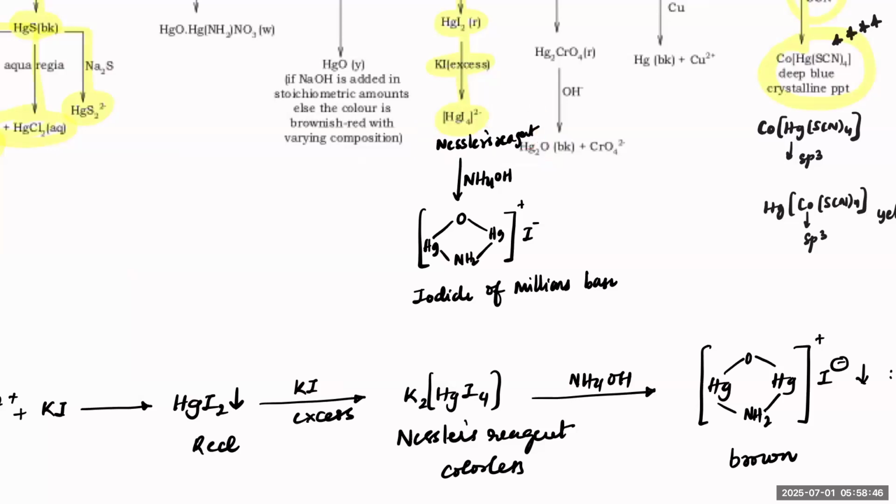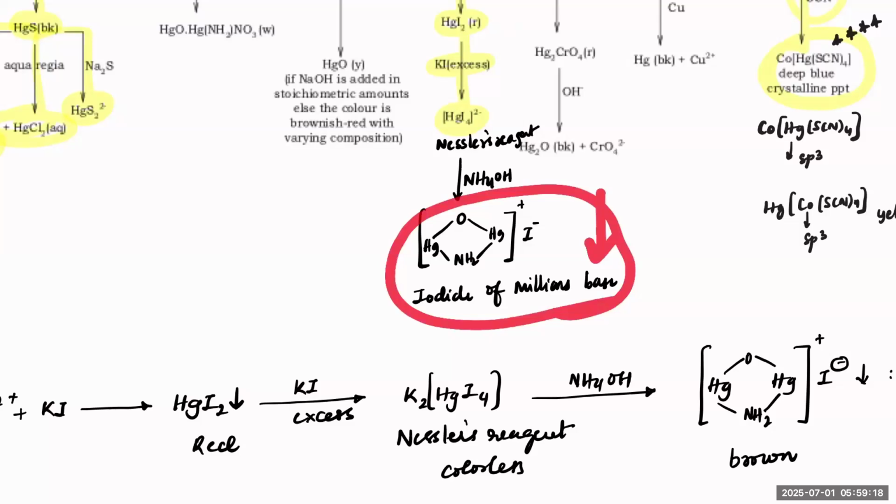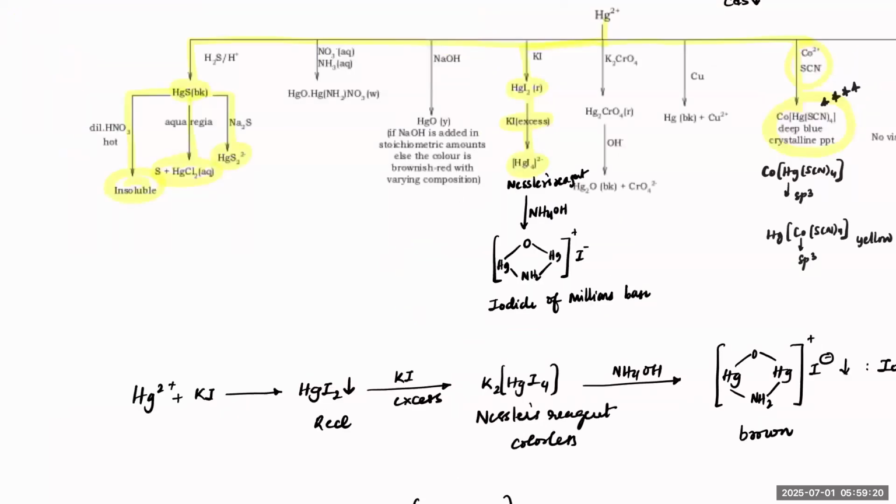And that when you add it with NH4OH, it will become a complex of this kind, where you will have mercury as the central atom. It is connected by two bridged atoms. The bridged atoms are oxygen and NH2. And that would have an overall positive charge connected with ammonia, iodide with negative charge. And this is called iodide of Millon's base. Okay. It is a brown color precipitate which is forming here. Clear? So this is the overall reaction.